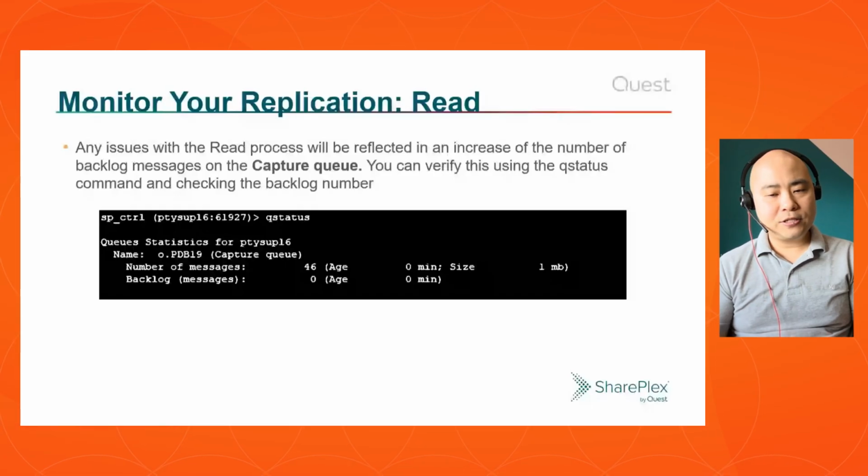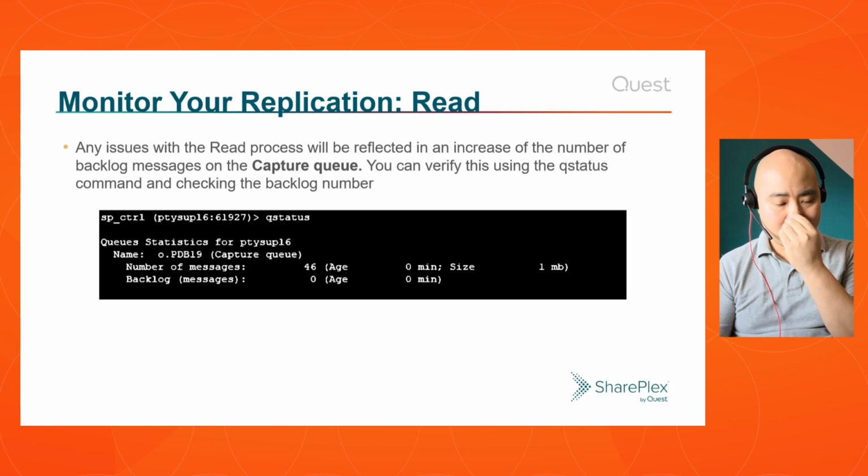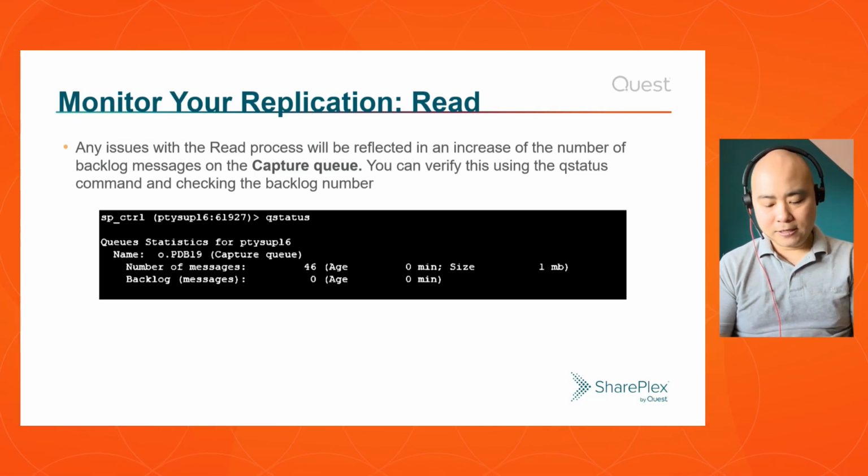If you see a backlog, then you will need to check. Also, if the number of messages keeps increasing and the backlog is zero, meaning that in theory everything has been processed, it means that they are not being released from the queue. It might be an issue with read, or it might be an issue with the queues. These are things queue status can shed light on if there are any issues.